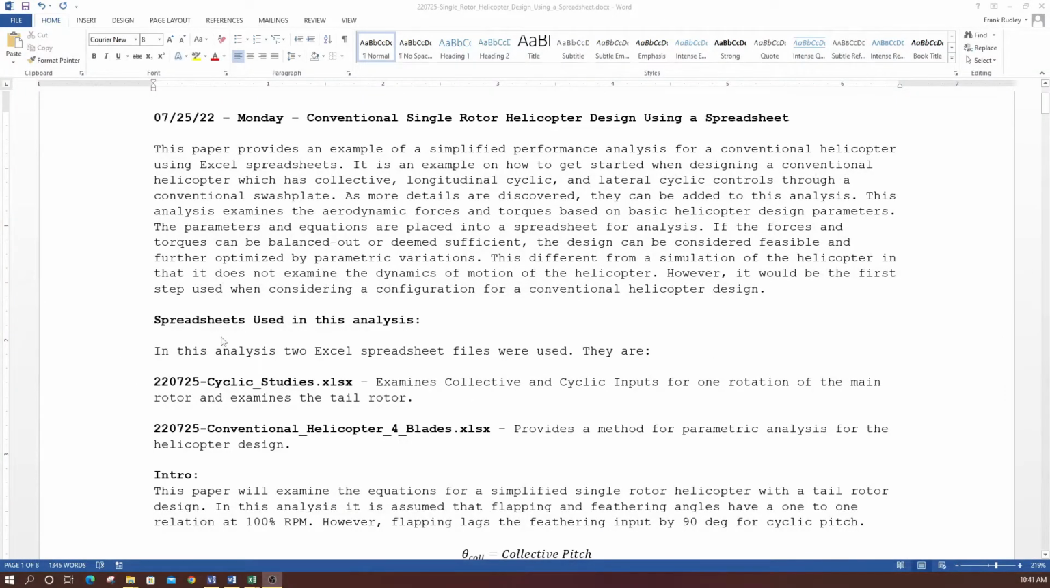So the spreadsheets used in this analysis, we used two spreadsheets. So in this analysis, two Excel spreadsheet files were used. This one is called cyclic studies. So this examines collective and cyclic inputs for one rotation of the main rotor, and also examines the tail rotor. So this is looking at the details of the main rotor with respect to collective and longitudinal and lateral cyclic inputs. It also looks at the tail rotor to see if that would also be sufficient.